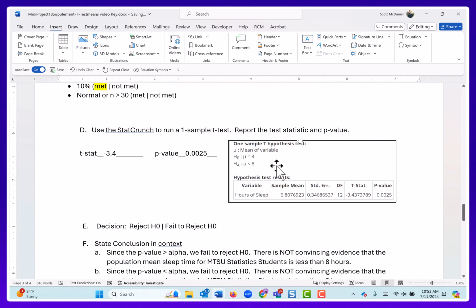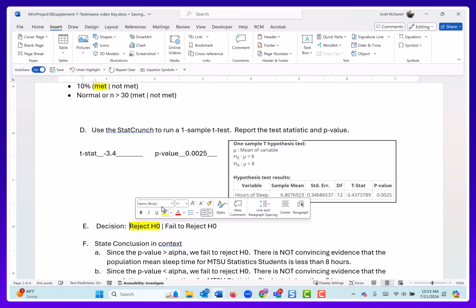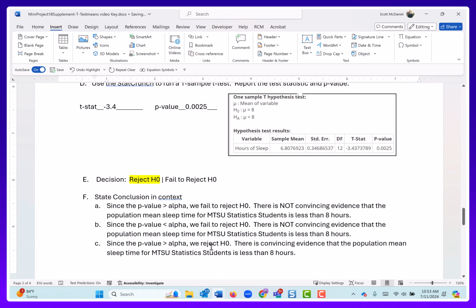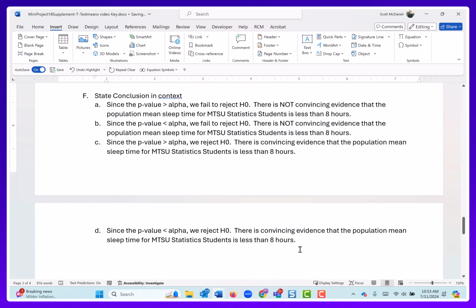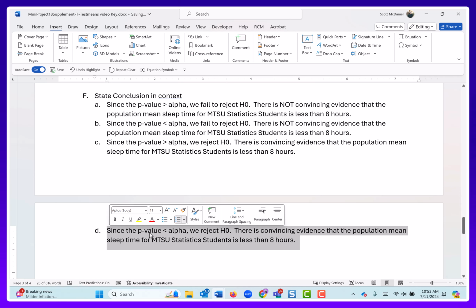Okay, so that's really all we need. This screenshot here, and we're definitely going to reject H0. Very low p-value. So the p-value is definitely less than alpha. We reject H0. Down here, D: there is convincing evidence that the population mean sleep time for MTSU stat students is less than 8 hours.